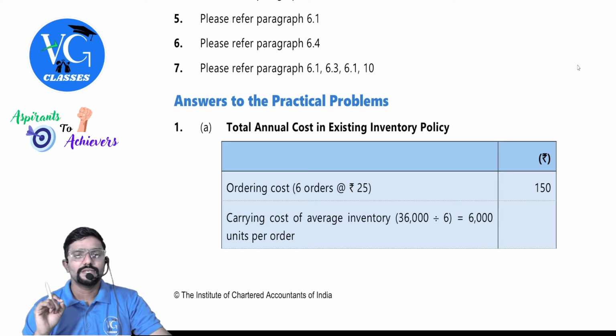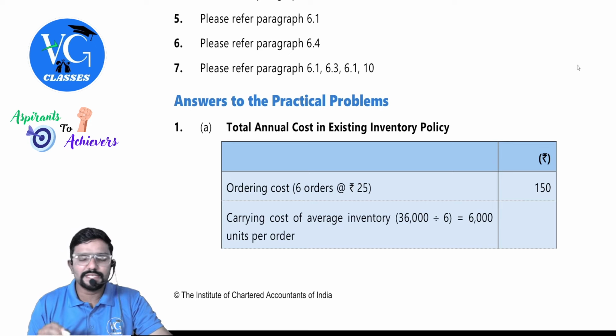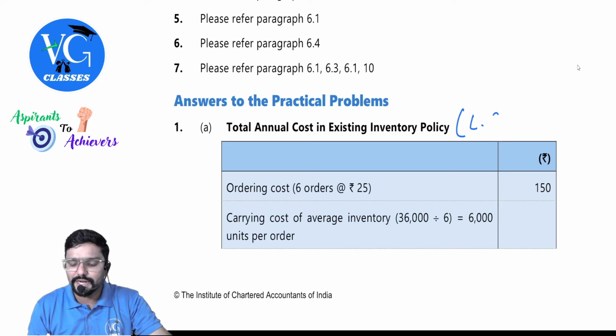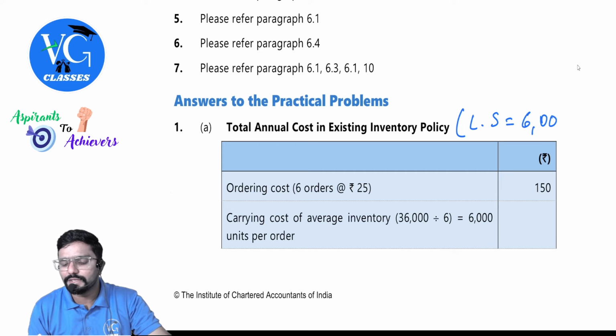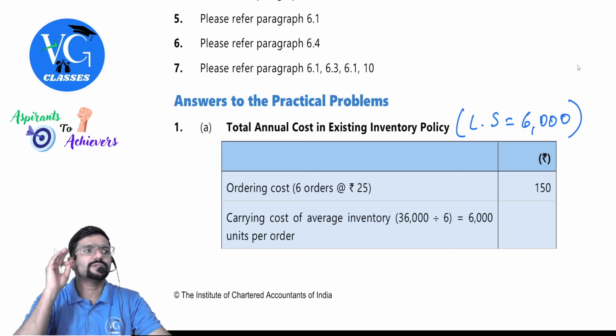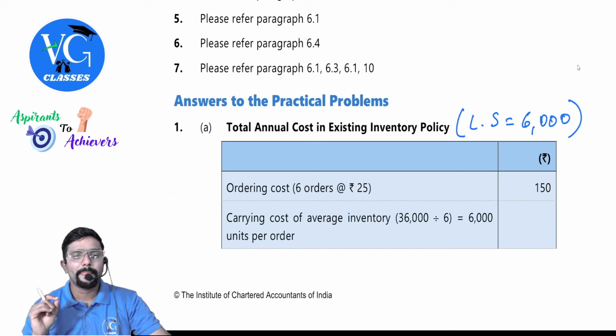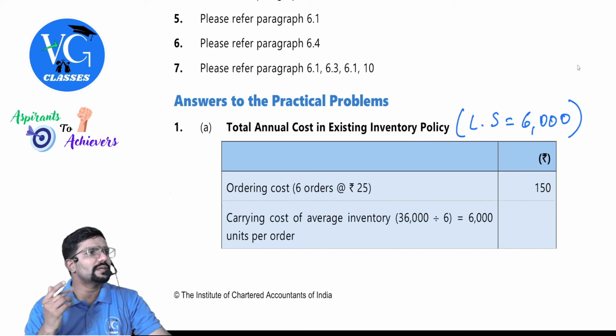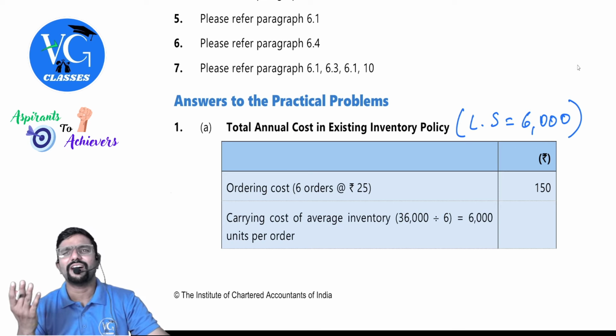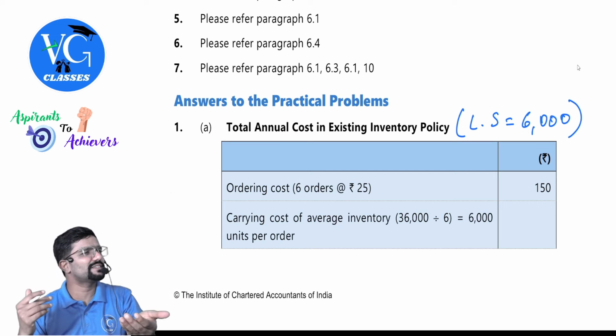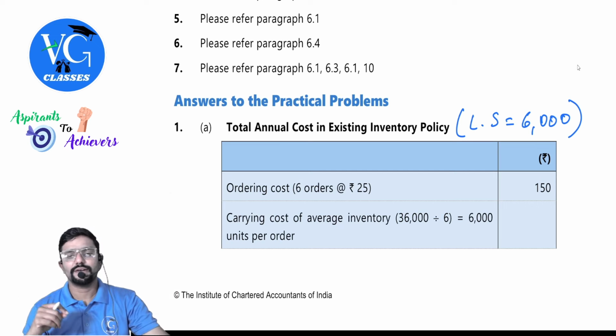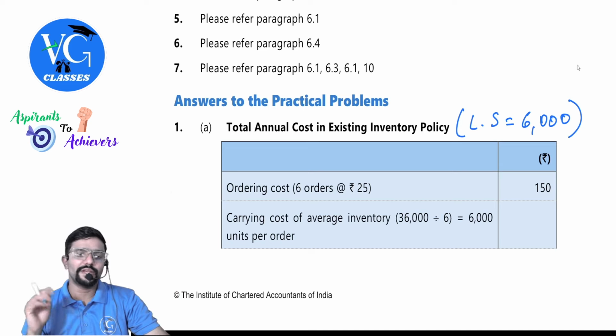First one: total annual cost in existing inventory policy. Existing inventory policy means lot size. I will write lot size is 6,000. Sir, how did you get it? 36,000 divided by 6. Ordering cost, 6 orders. Or else if you divide 36,000 by 6,000, you will get the same 6 orders. At each order, what is the cost? 25. Carrying cost of inventory: 36,000 by 6, 6,000 units per order.